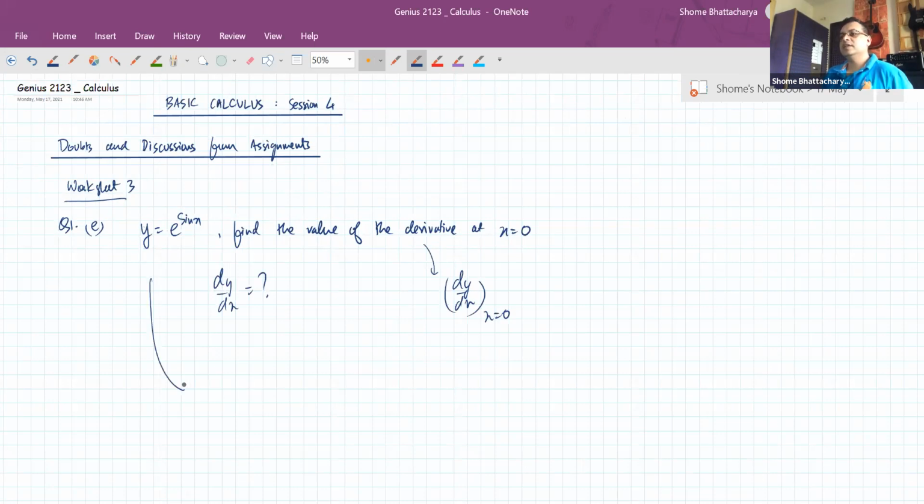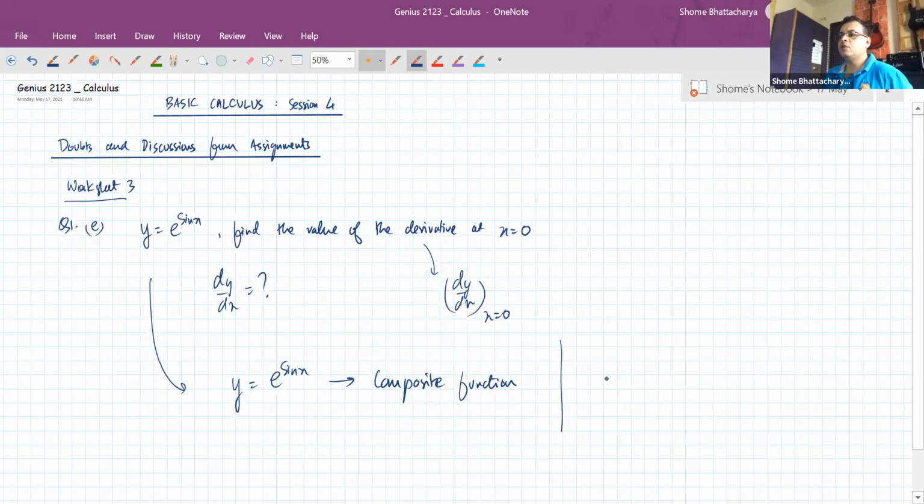Now looking at this function y is equal to e raised power sine x, we can see it is a composite function. This is the key thing in these types of questions. We have to learn to recognize a composite function. Typically you can recognize it because there are two operations involved, one on top of the other. On x we have operated sine, and then we have raised that sine x as a power of e. So you've done two operations. If you're confused whether this is a composite function, just think of how you get from x to y.